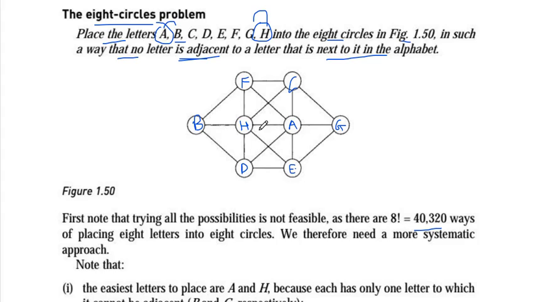Let's check whether it is right or wrong. E is not nearer with D and F. D is not nearer with C and E. Sorry, here also there is a mistake. So first of all, we have to put the D in here.